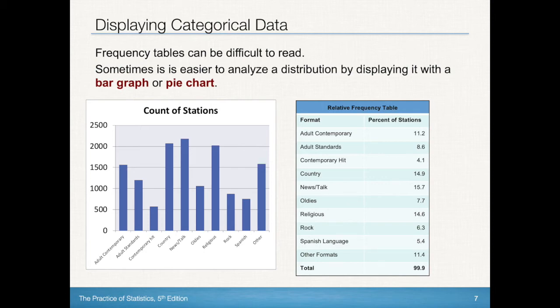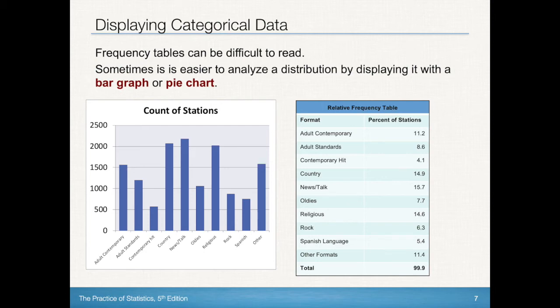And one of the important skills to have is going to be the ability to glean from this graph things like which one happens the most, what is the actual number of radio stations that are adult standards, and be able to actually take the scales and read them appropriately.